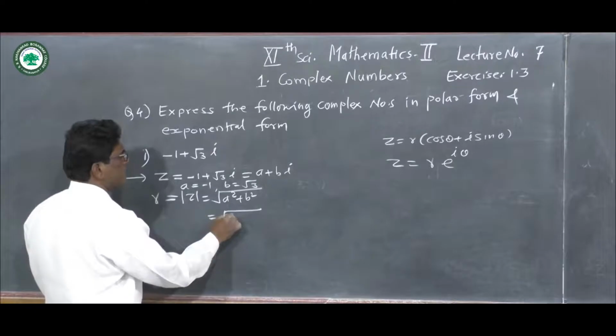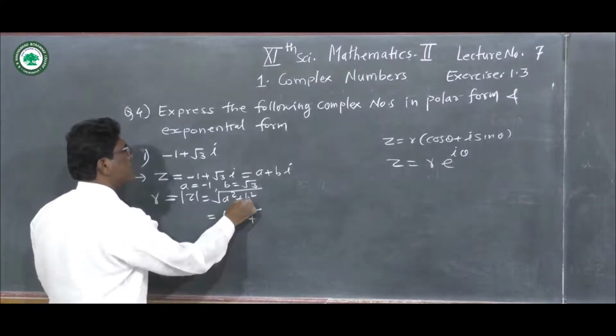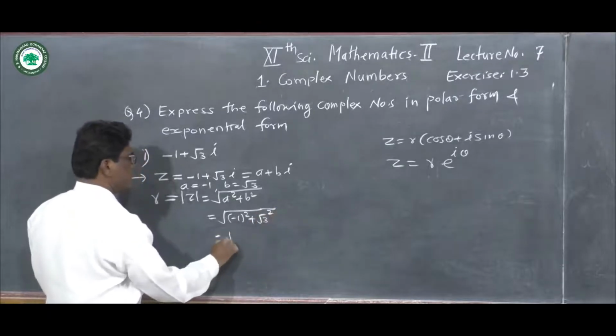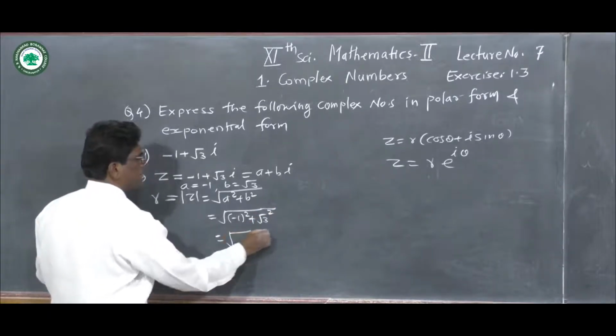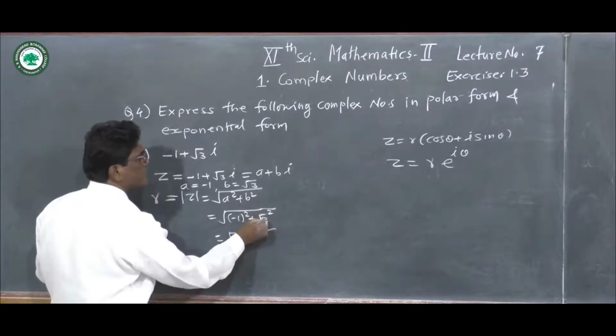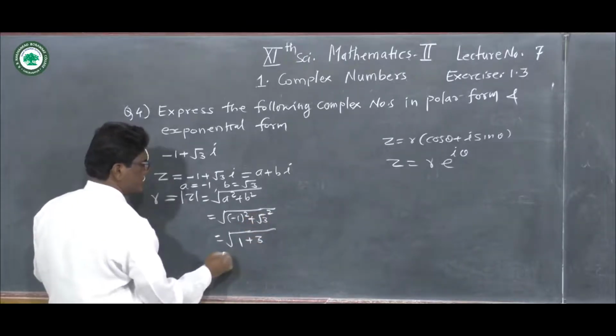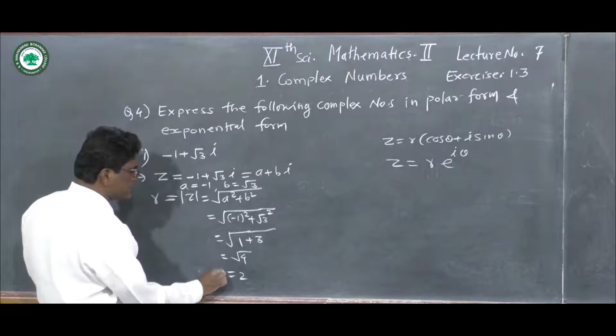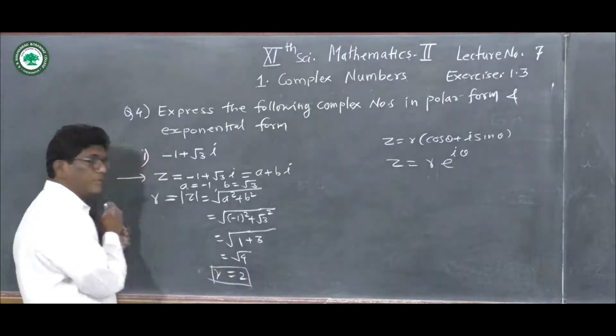So a is minus 1, so minus 1 square, plus b is root 3, so root 3 square. So it is equal to minus 1 square, that is plus 1, and root 3 square, root and square get cancelled, so it is 3. So under root of 4, and so it is equal to 2. So we get here mod of z as 2, that is r is equal to 2.